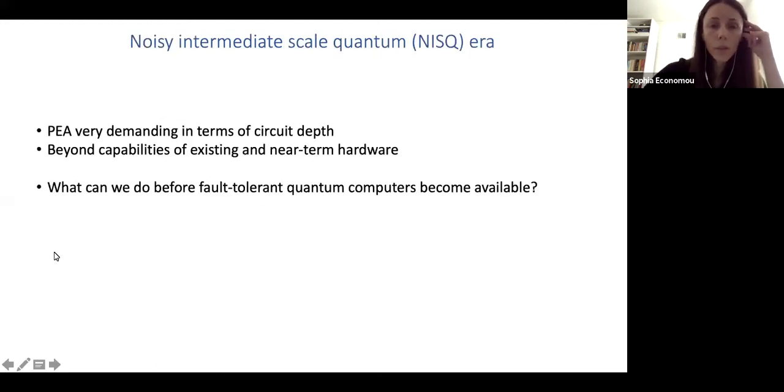And of course, this is something we cannot do right now, and we can probably not do it in the next few years. So because of that, the phase estimation is considered to be too demanding for our existing and near future capabilities. And what we want to do in the meantime is ask and answer the question, is there something we can do in terms of quantum simulation that's useful before we have fault-tolerant quantum computers?